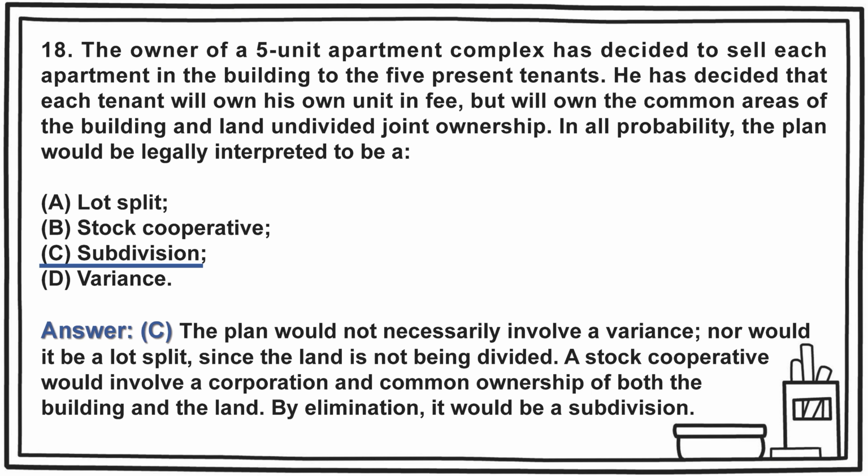Answer: C. The plan would not necessarily involve a variance, nor would it be a lot split, since the land is not being divided. A stock cooperative would involve a corporation and common ownership of both the building and the land. By elimination, it would be a subdivision.